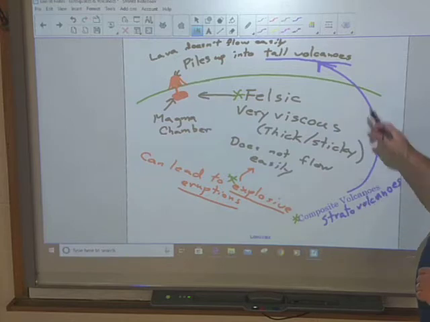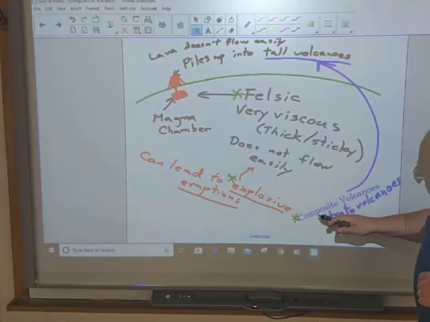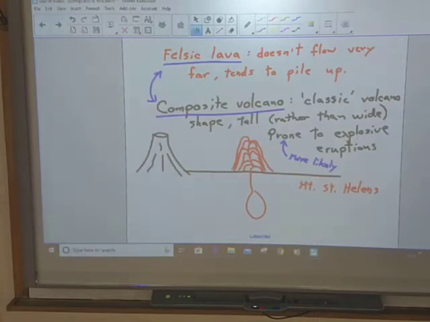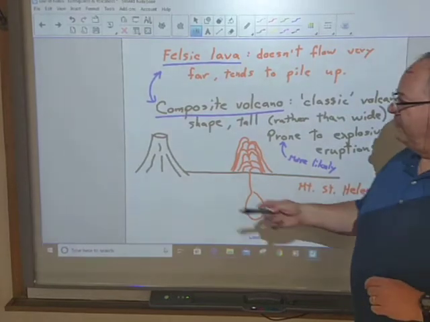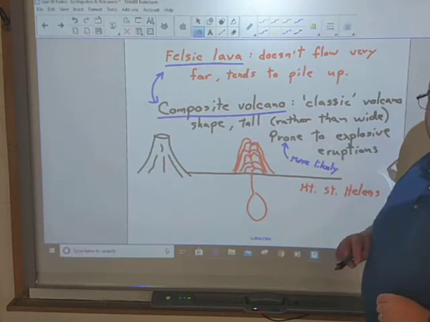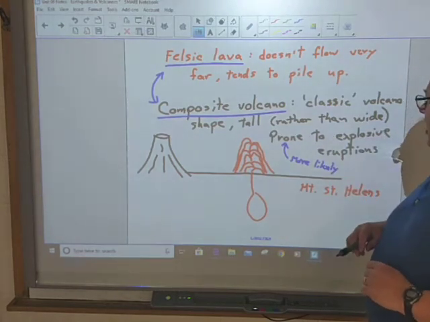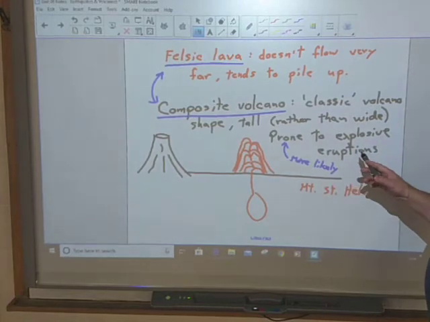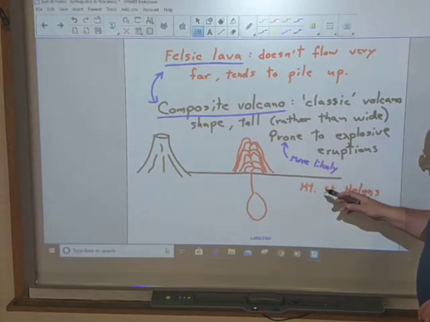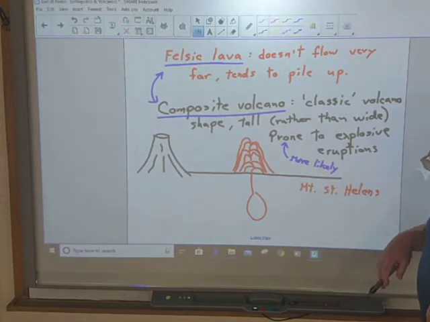Now, the shape of these tall volcanoes is called composite volcanoes. Composite, C-O-M-P-O-S-I-T-E. They are also sometimes called stratovolcanoes. So, some of the same information, those tall volcanoes, composite volcanoes. That's that classic volcano shape that we often think about. But they are much more prone to explosive eruptions. Back in 1980, I would have been in middle school at the time, Mount St. Helens in Washington blew, the side of the mountain blew off.